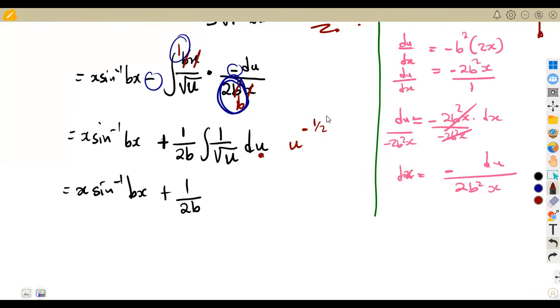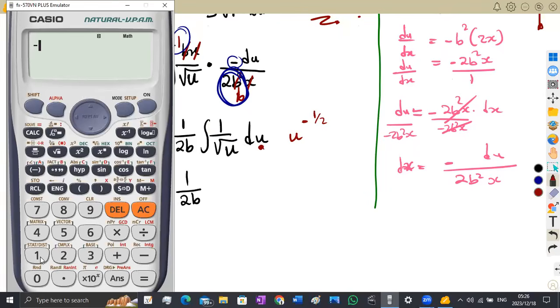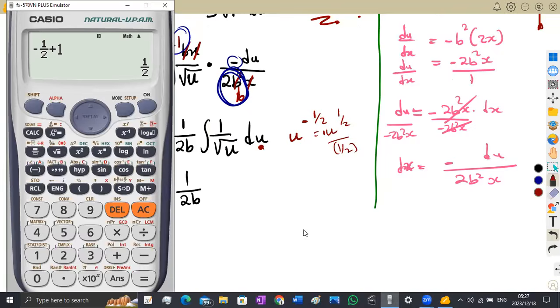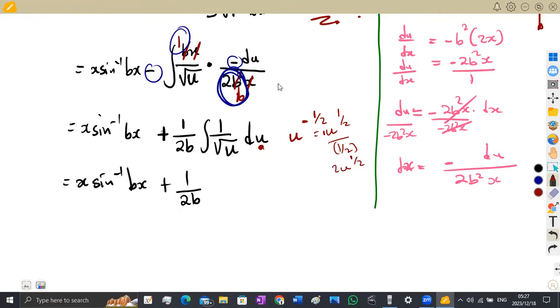So remember the integrals, guys. We add to the exponent and divide by the new exponent. So if we add 1 to the exponent, what do we get? This is minus half, so minus 1 over 2. We add 1 to the exponent, that will be 1 over 2. So that's u to the exponent of 1 over 2, over 1 over 2. Something like that, okay? 1 divided by 1 over 2 will be 2. So you're going to have 2u to the exponent of a half.